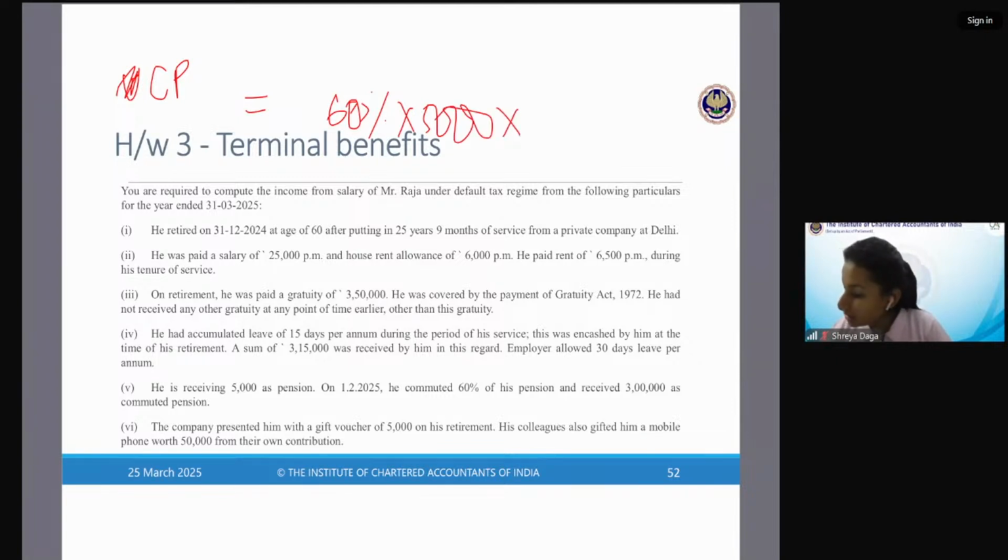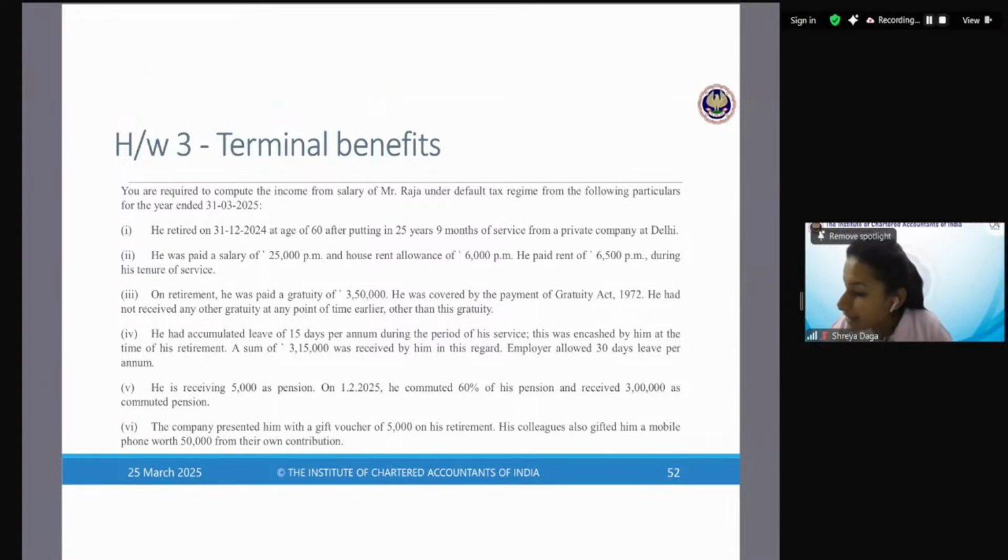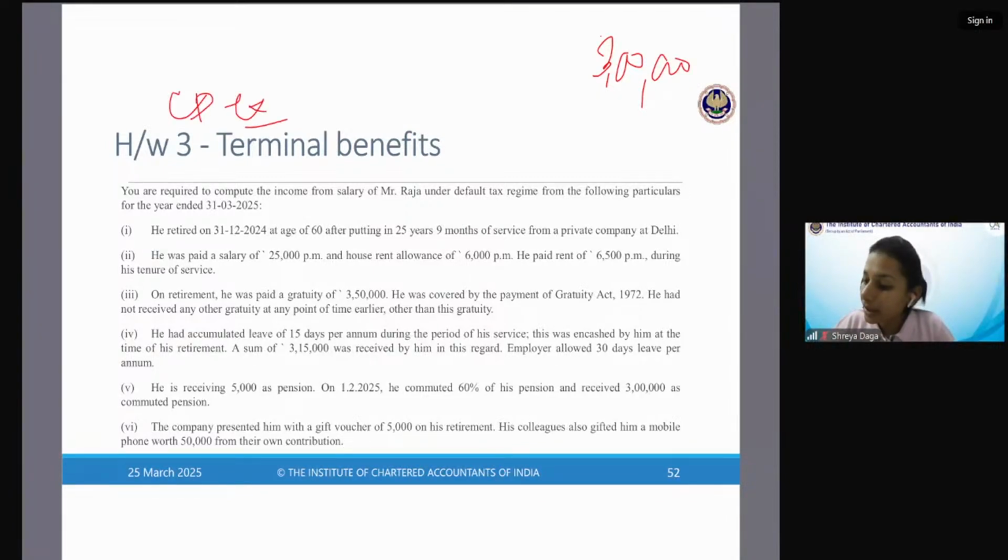No, how much has he received as commuted pension? 3 lakhs. He has received 3 lakhs as commuted pension. So 3 lakhs is the amount received in the outer column. And then we are calculating in the inner column the amount of commuted pension exempted.